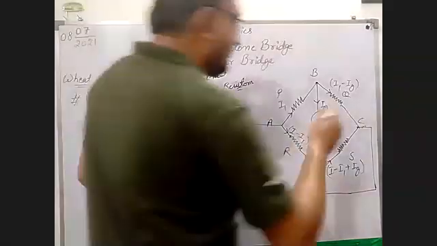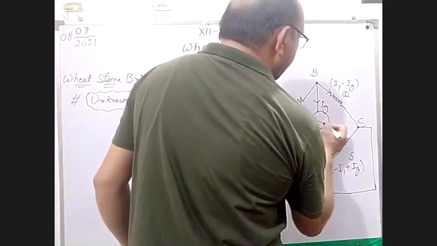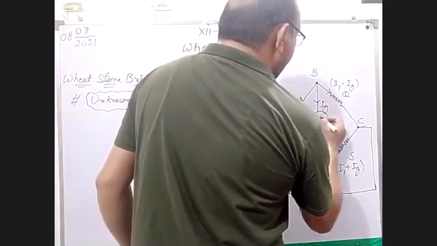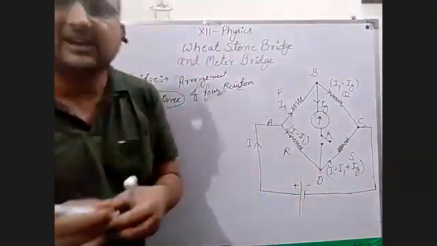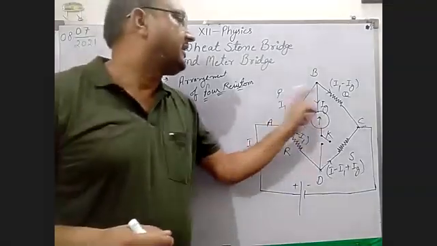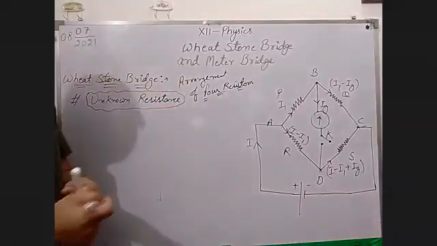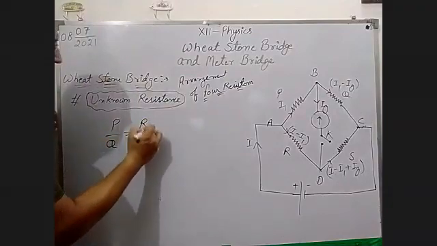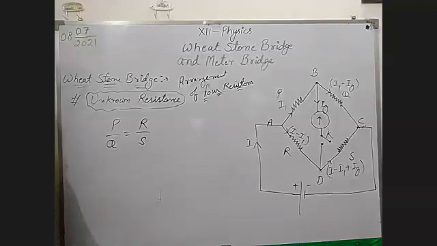This is a galvanometer. And if it is balanced, if it shows a null point, if it shows no deflection, then we can calculate the value of the unknown resistance by the formula P upon Q is equal to R upon S.